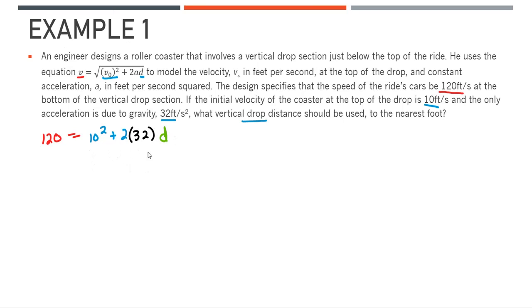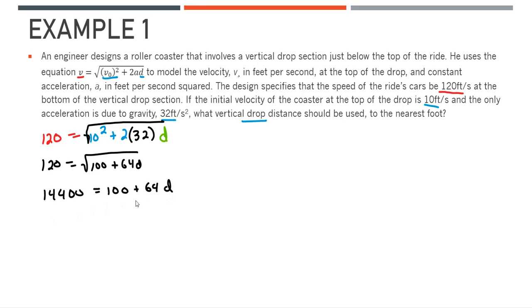All right, so let's simplify the right side as much as we can before we do too much. And this is all under the root. So we get 10 squared is 100. 2 times 32 is 64d. We're going to square both sides. So I get 14,400 is equal to 100 plus 64d. I'm going to subtract 100 off both sides. So I get 14,300 is equal to 64d. And then divide both sides by 64. Now in the calculator, you're going to get 223.4. But this says to the nearest foot. So it's going to be 223 feet is equal to d.